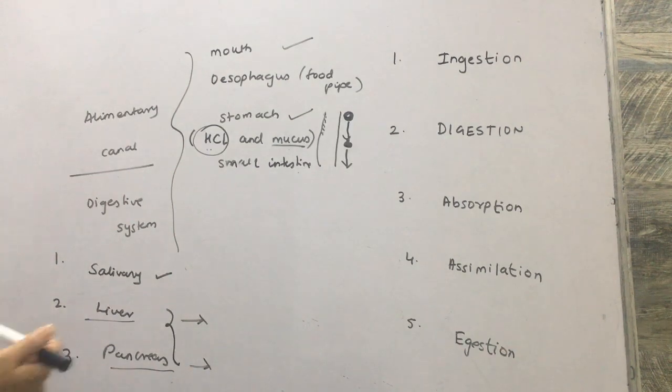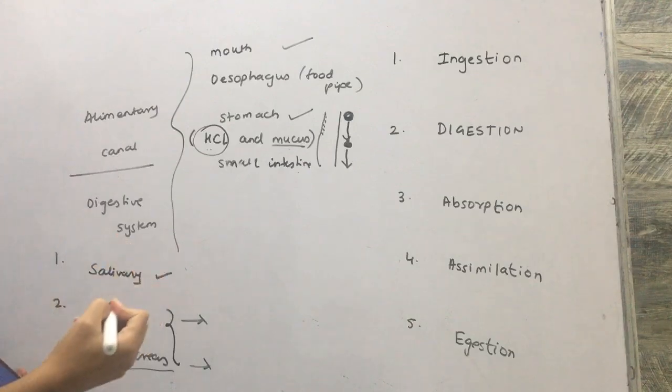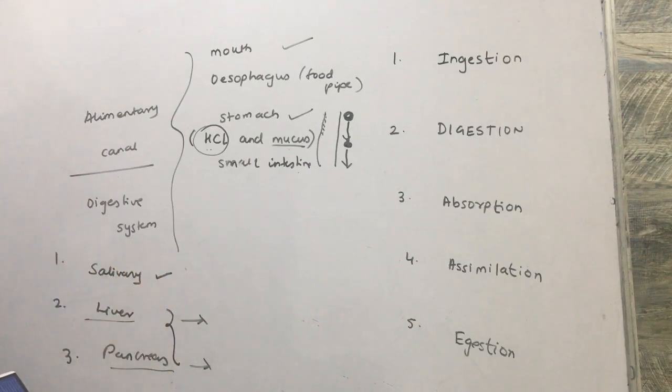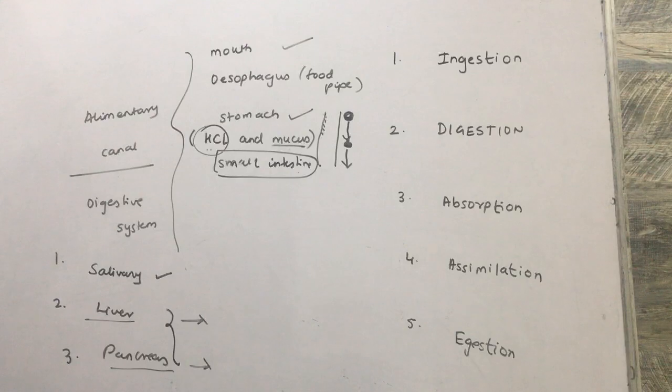Okay, so now we have seen ingestion and digestion. Now we will see absorption. Once the process of digestion gets completed in the small intestine, the soluble nutrients have to be absorbed. Whatever soluble nutrients are present have to be absorbed for our body growth. Absorption of nutrients happens in the small intestine.